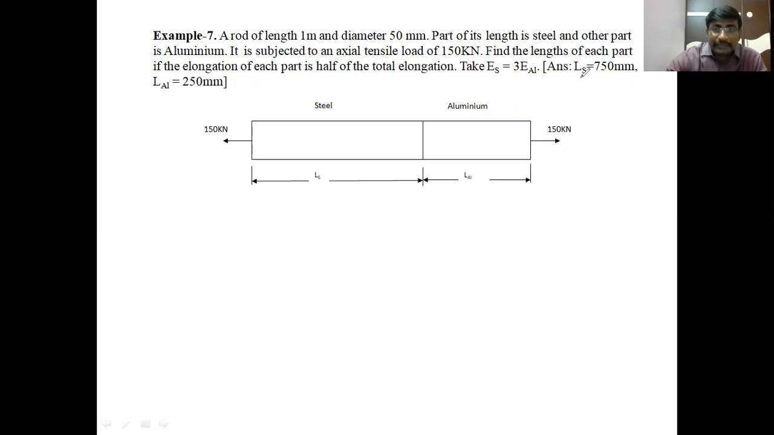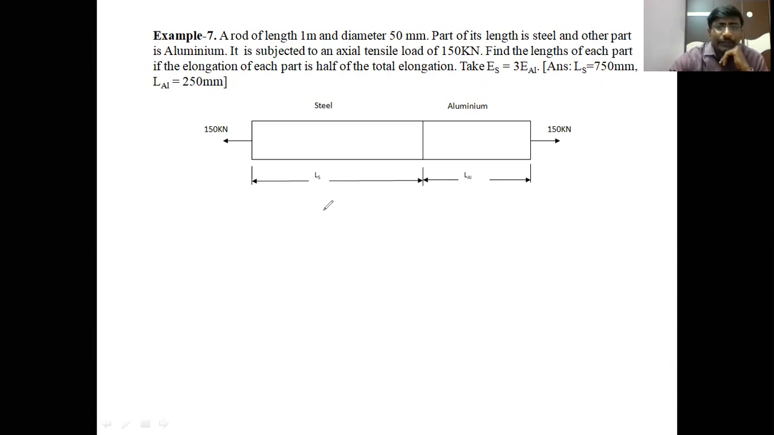These are the answers. Length of the steel is 750 mm. Length of the aluminium is 250 mm. We get total 750 plus 250, 1000 mm. That is the 1 meter given in the problem, the total length of the member. Clear? So how to solve this problem?